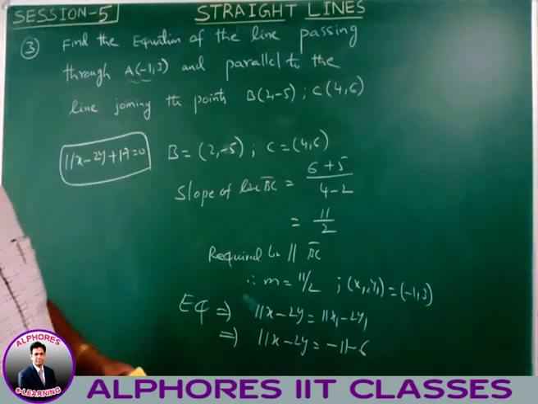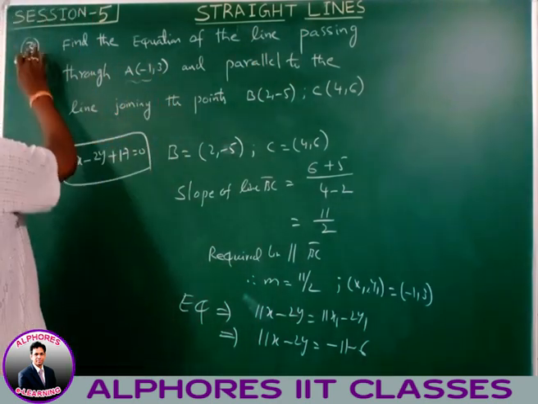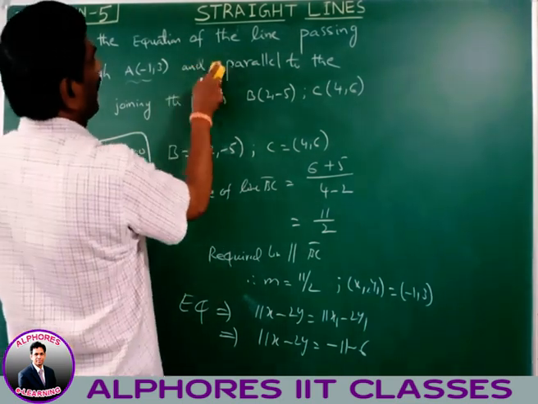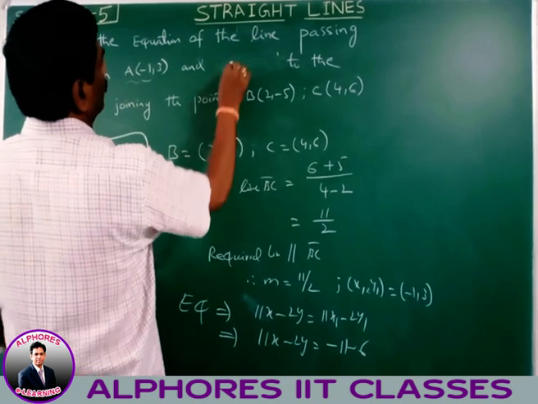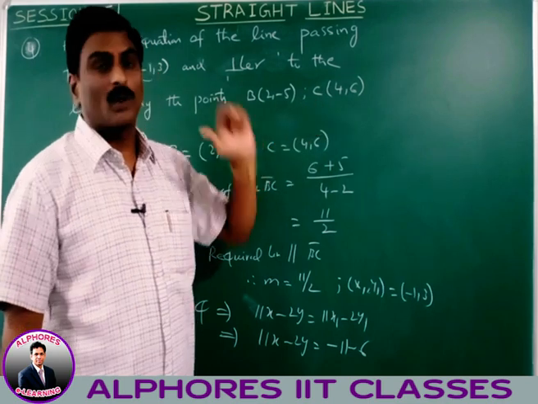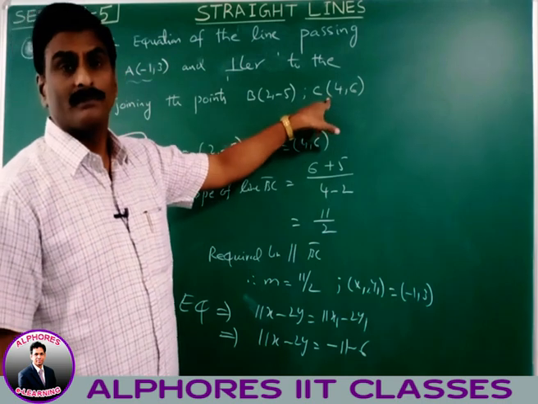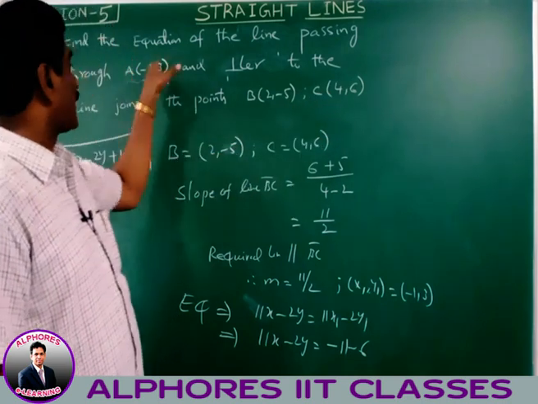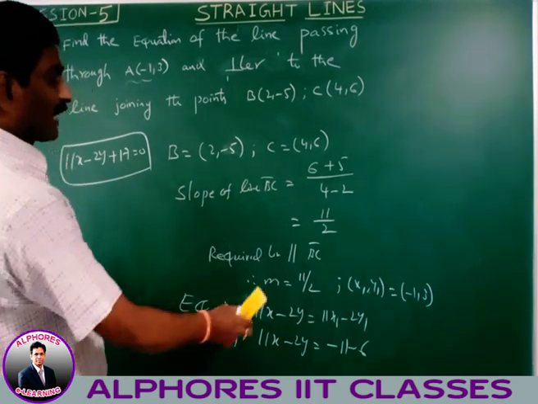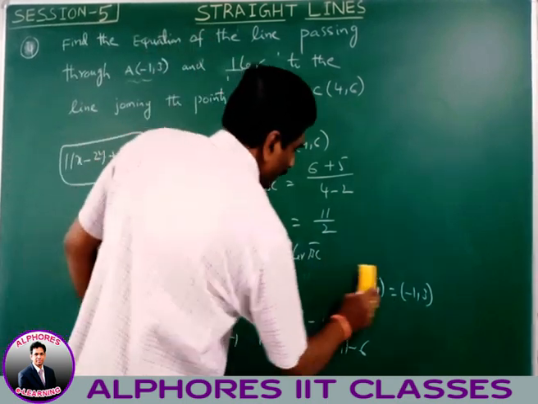In the same way, find the equation of the line passing through A(-1, 3) and perpendicular to the line joining the points B(2, -5), C(4, 6). In this case, the required line is perpendicular to BC and passing through the same point. In this case also, we find the slope of BC. But the required line is perpendicular to BC. Please observe this value.